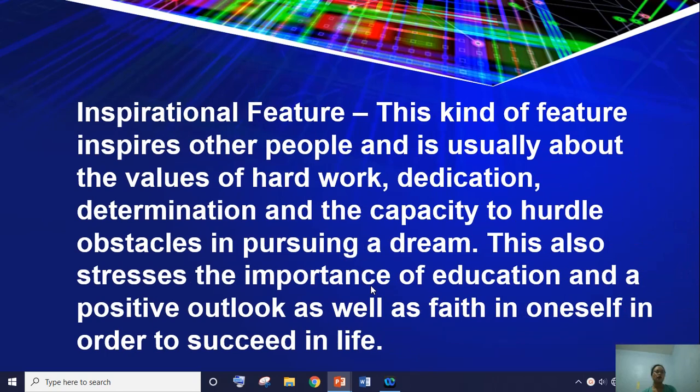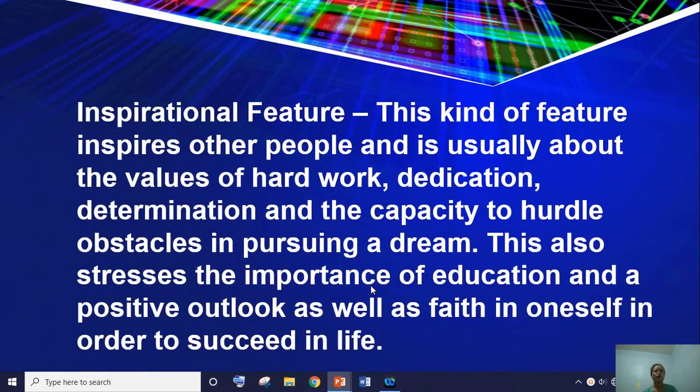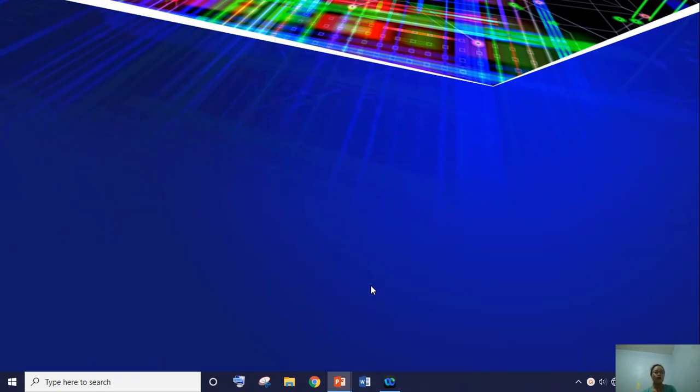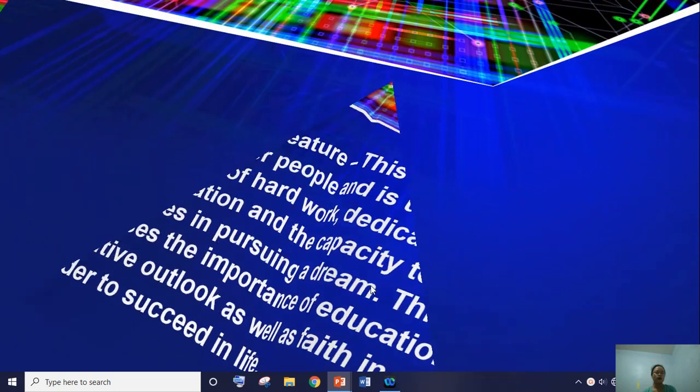Next, the inspirational feature. This kind of feature inspires other people and is usually about the values of hard work, dedication, determination, and the capacity to hurdle obstacles in pursuing a dream. This also stresses the importance of education and a positive outlook, as well as faith in oneself in order to succeed in life. The inspirational feature.